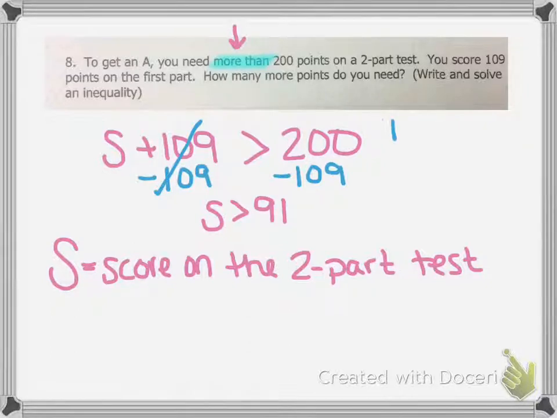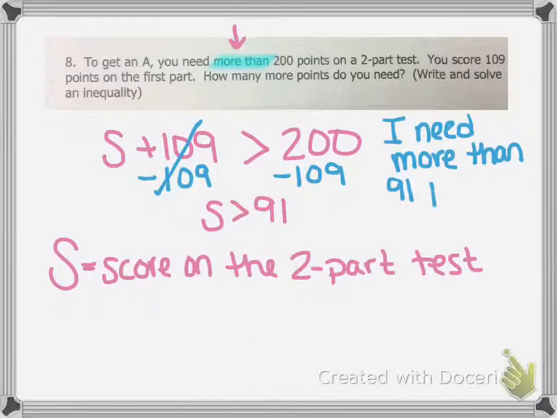So what this tells me is that I need more than 91 points to get an A.